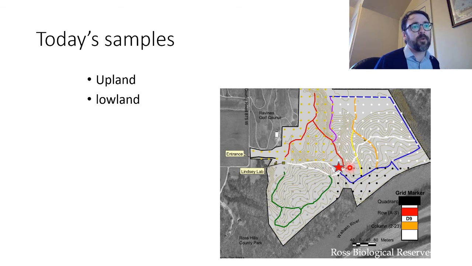And so we're going to go down to one of those wet lowlands, and we're going to get a sense of how all that moisture potentially changes the communities. And then we'll go up to one of the upland sites. I think usually we go the other way around. We start in the upland, and we go down this path, and then we walk back to the bus.